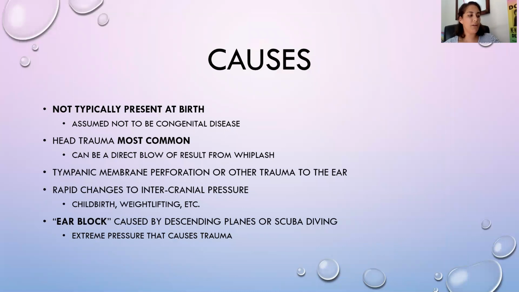So, causes of perilymph fistulas: they are typically not present at birth, not always congenital. Head trauma is actually the most common cause. Like if you ever got a concussion in your life, or if you just hit your head or fell down the stairs, stuff like that, you can cause a lot of damage. I had no clue this was even something that could occur. So that was shocking.